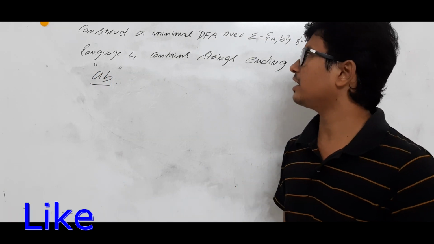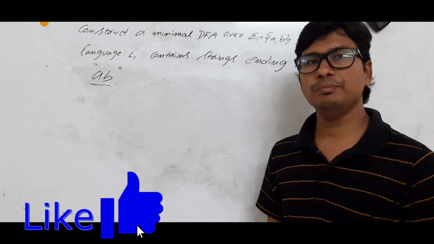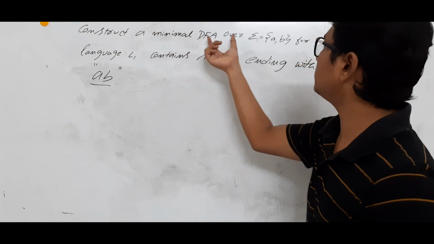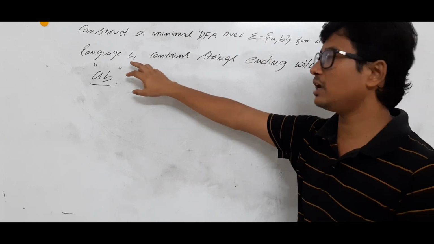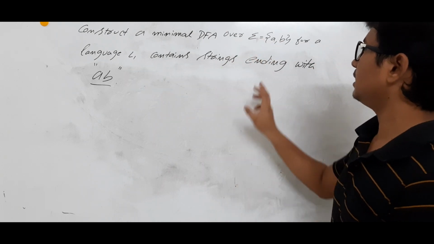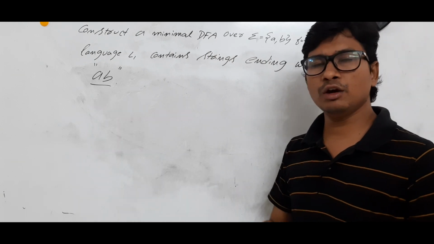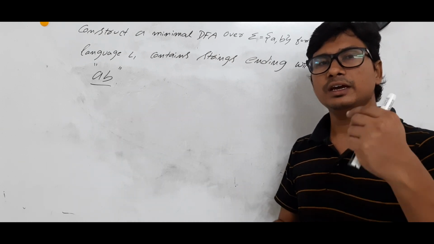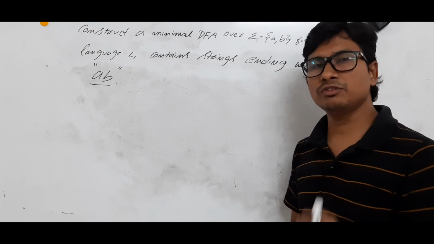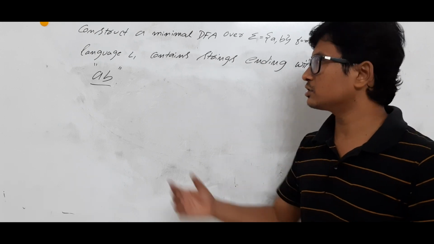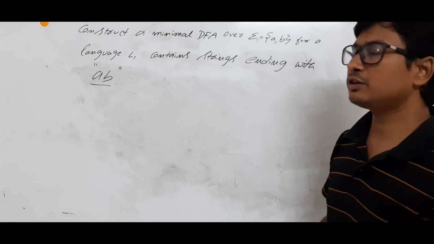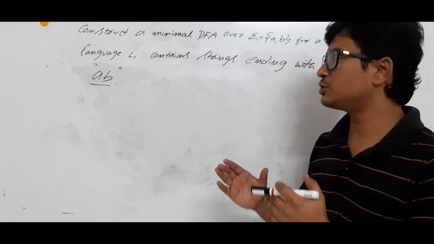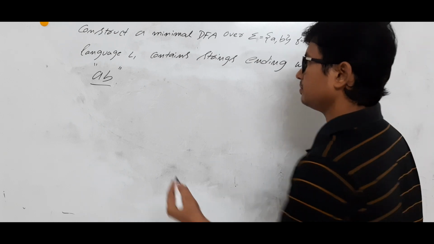So let me discuss another example for constructing the minimal DFA. Construct a minimal DFA over alphabets A, B for a language L1 containing strings ending with AB. Till now we have discussed examples like ending with B, starting with B, contains B. Now we will discuss another example, ending with AB. So first I need to find which strings belong to this language L1.